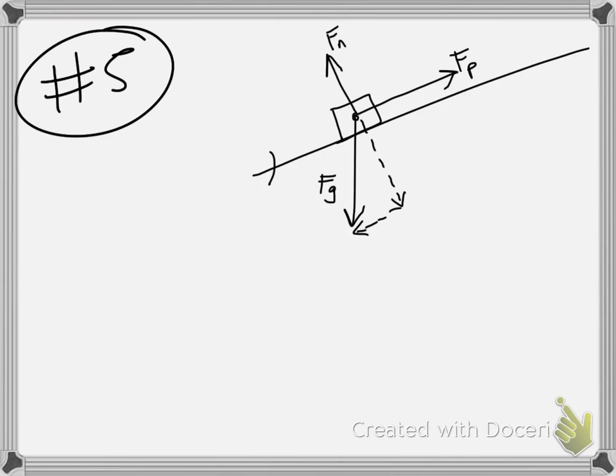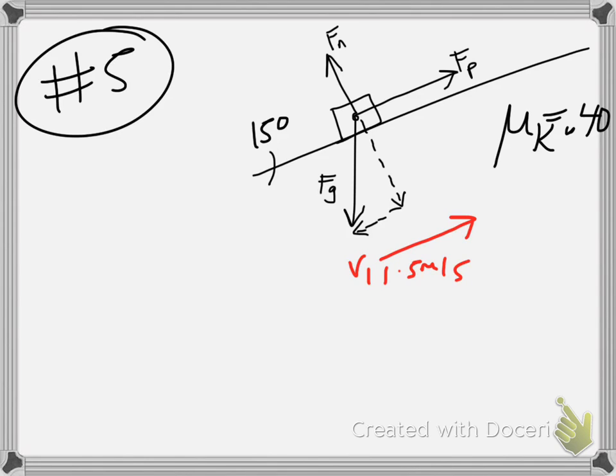So for number 5, we've got a 10 kilogram crate pulled up a rough incline. Initial speed is given, so I'll put VI is 1.5 meters per second. Angle with the horizontal is 15 degrees. Coefficient of friction, Mu K, equals 0.40. And it moves a distance of 7.5 meters. I obscured some of my stuff, but that's okay.